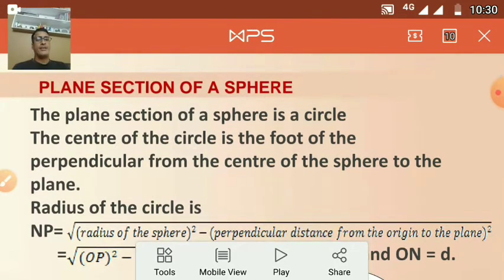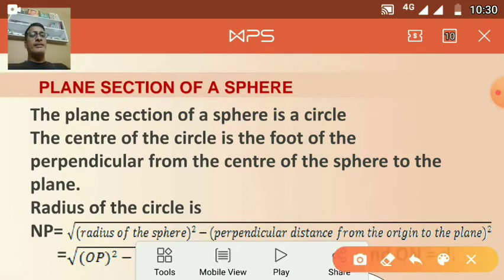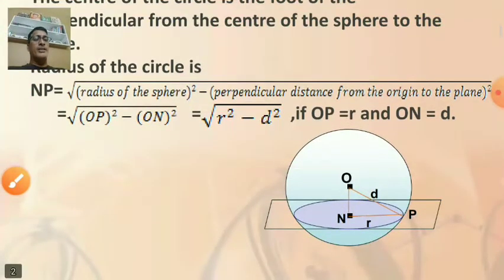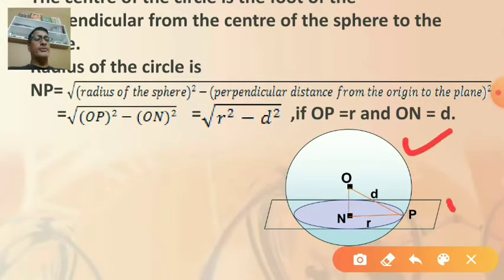Plane section of a sphere. See this. The plane section of a sphere is a circle. Already in my 7th video and 8th video, I stated that the plane section of a sphere is a circle. You can see in the picture. This is sphere and this is plane, and their common points form a circle. And how can you find the radius of the circle and center of the circle?